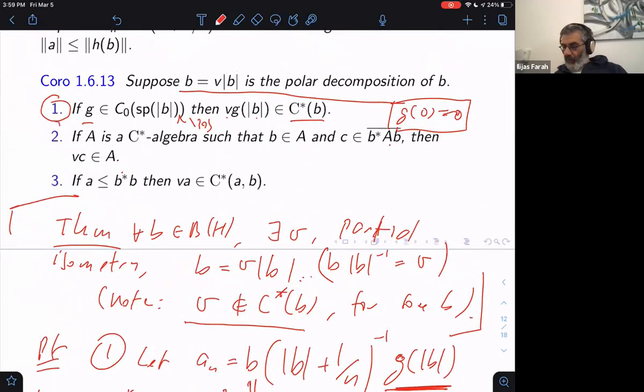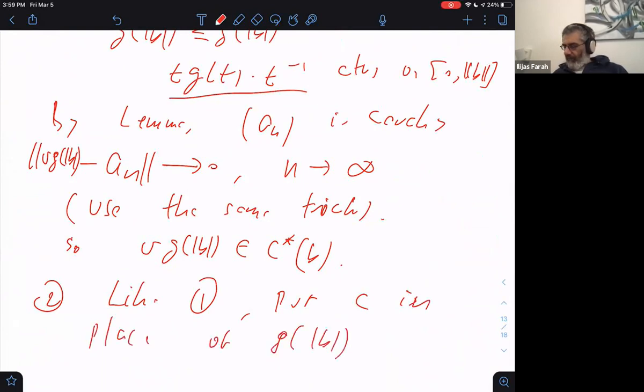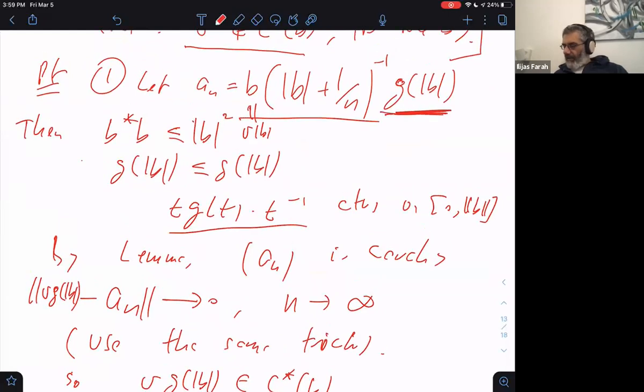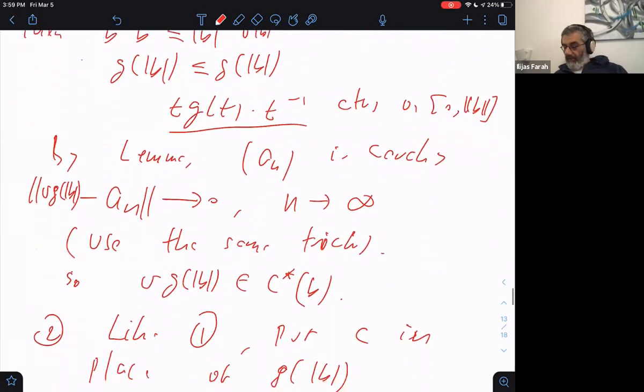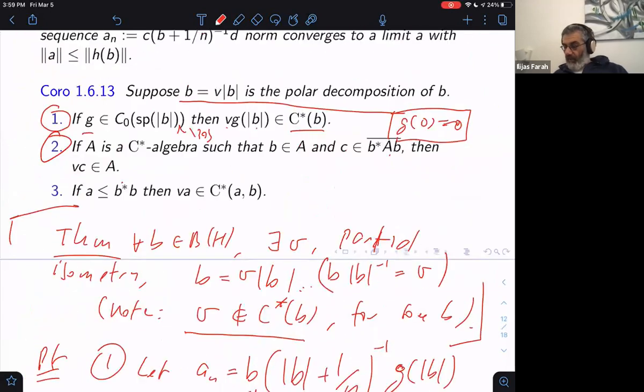So for part 2, if B is in the C star algebra A and C belongs to this closure, then VC belongs to A. Pretty much the same proof. 2 is like 1, but just put C in place of G of the absolute value of B. So this is the only difference, that C is going to be here, and all the estimates are basically the same. And part 3 is just really a special case of 2. Part 3 was A less or equal than B star B. If A is less or equal than B star B, then we already proved that it belongs to this, so 3 follows from there.